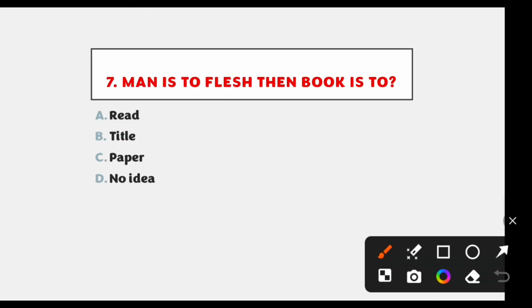MCQ number 7 is: man is to flesh then book is to. You have to remember this, that the meat of a man or human is known as flesh. Like the meat of a goat is known as mutton, while the meat of a cow is known as beef. Same like that, the meat of a man is known as flesh. It means that man is made of flesh and the book is made up of paper.